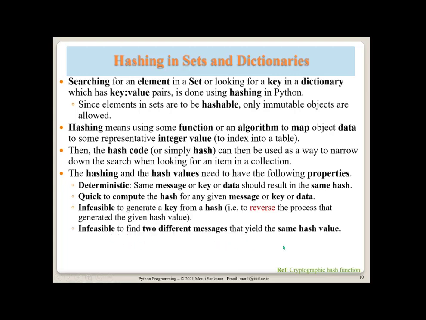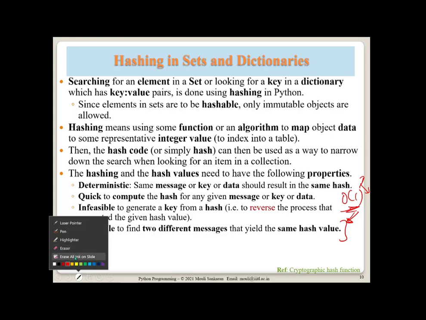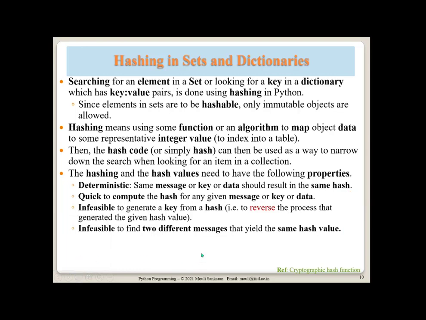It should be infeasible to find two different messages that yield the same hash value. So you want to avoid collisions, because then order of one is not guaranteed, and then how will you resolve once the collision happens? Python tries to make sure that there are no two different messages that yield the same hash value. Two different messages should not give you the same hash value. At the same time, the same message should always give you the same, deterministic value.